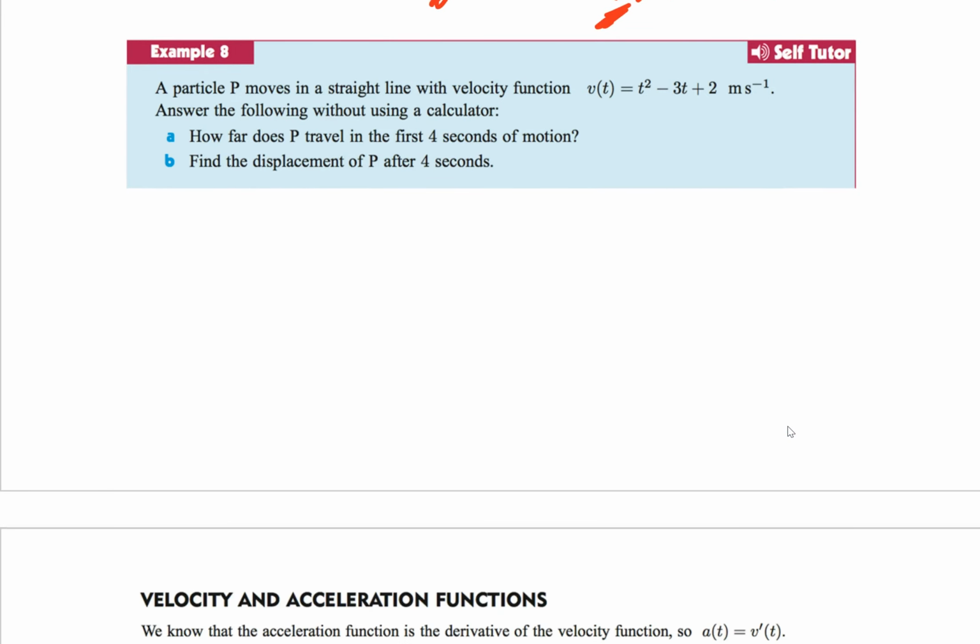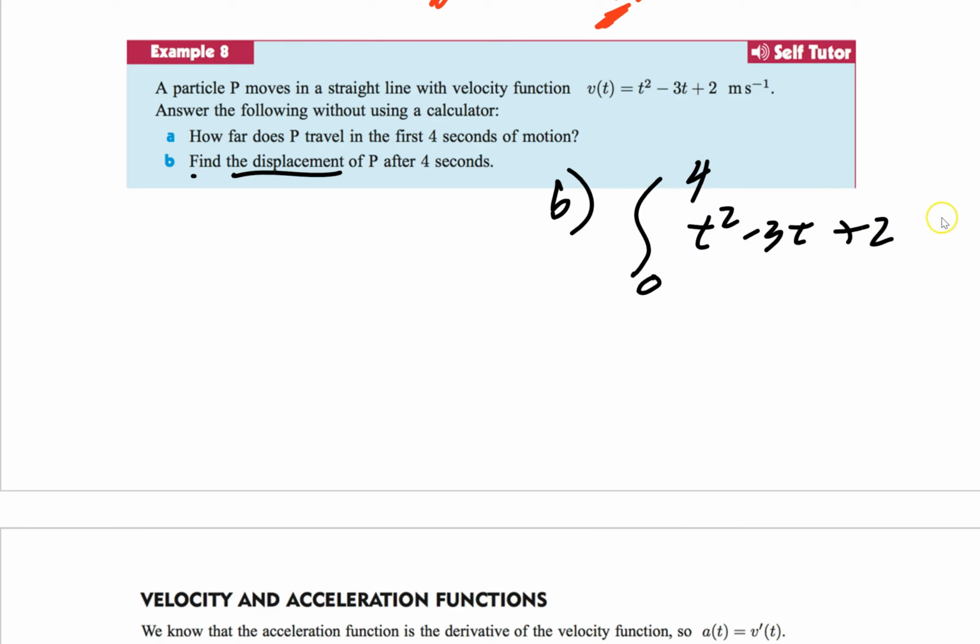So let's look at this one right here. A particle P moves in a straight line with velocity of this. Answer the following without a calculator. A, how far does P travel in the first 4 seconds of motion? B, find the displacement. So this is B first. B is easier. Displacement, straight out integral. So we're gonna integrate from 0 to 4 of t squared minus 3t plus 2 dt. Now dt, because my variables are t, so I don't put dx on this one. That's all you have to do there.